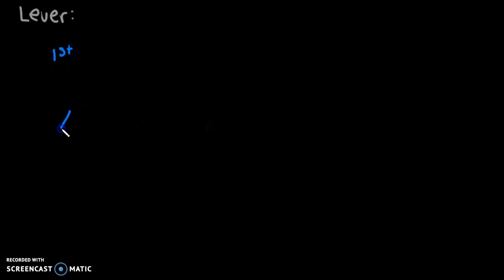The first class lever has the fulcrum in the middle, and then the two arms of the lever. We're going to push down on one side. That's going to be our input force, and the distance from the fulcrum to the point where we do the pushing is our input distance. Now, for example, if I pushed halfway down here, my distance wouldn't be the whole length of the lever here. It would just be the length to the force.